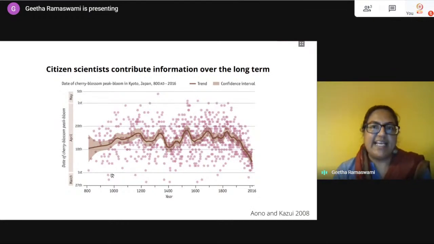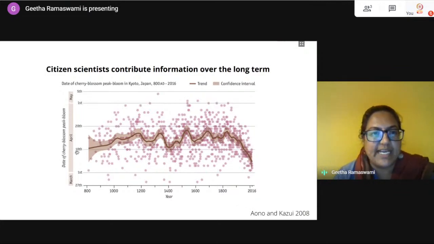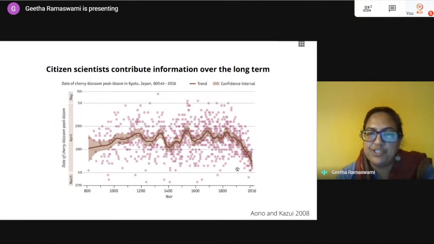So this very interesting graph shows that from about 880 to the beginning of the 1900s, cherry trees in Kyoto roughly bloom between the 10th and the 20th of April every year. But after the onset of the Industrial Revolution, until the present, this average date of blooming has actually reduced. It's become earlier, between the 1st and the 10th of April.